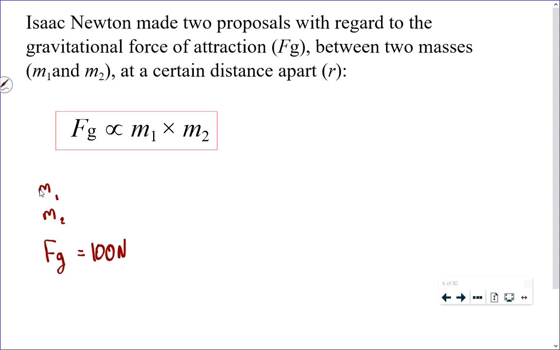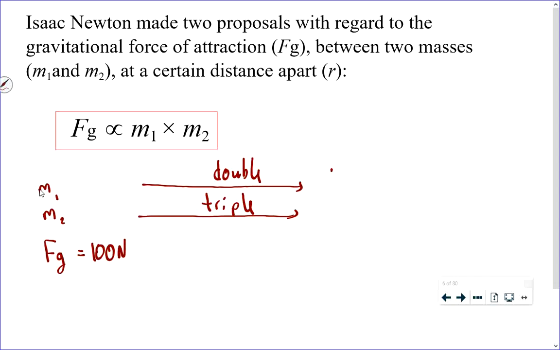Okay? The question becomes, what if I double this mass and I triple this mass? So the new mass will be 2 times the old mass and 3 times the old mass. What will the new force of gravity be? I'm going to give you a second to see if you can figure it out. What do you think the new force of gravity is going to be? Put your hand up and then down if you think you know.